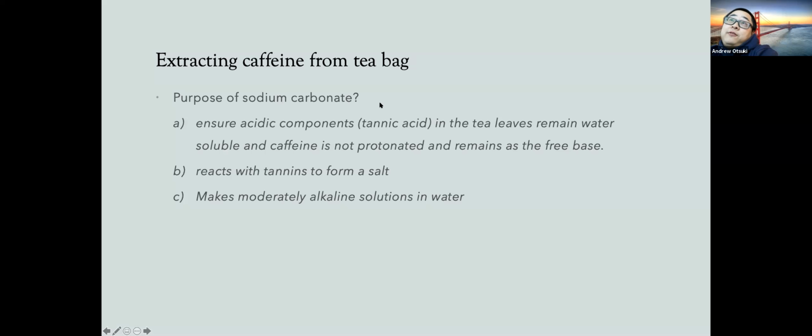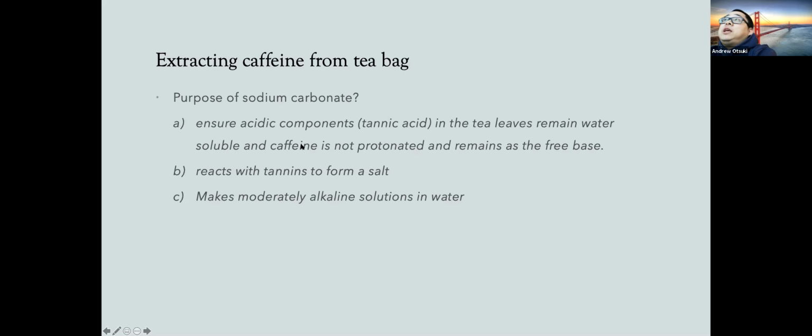Okay, so let's talk about extracting caffeine. We're going to put in a solution of sodium carbonate. So why do we use sodium carbonate? Well, first, it ensures the acidic components, the tannic acids. Tea has lots of things called tannins, and they're big molecules, and they're acidic. So we need to make it basic, so we can extract the caffeine away from the tannins, which will be soluble in the water phase, or the aqueous phase.